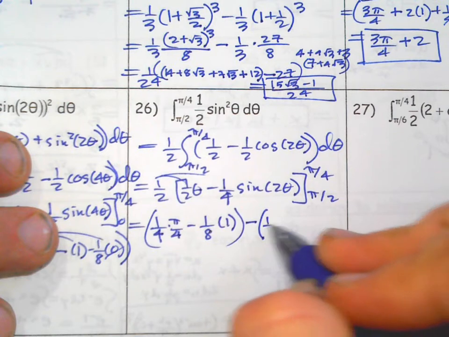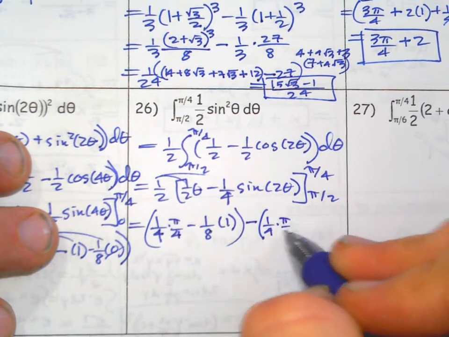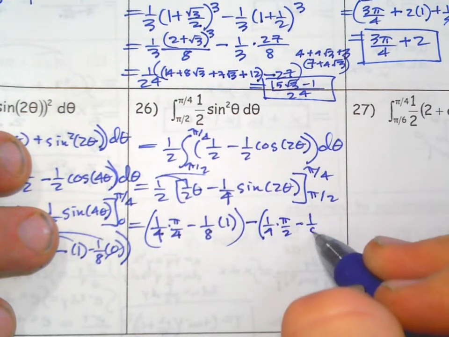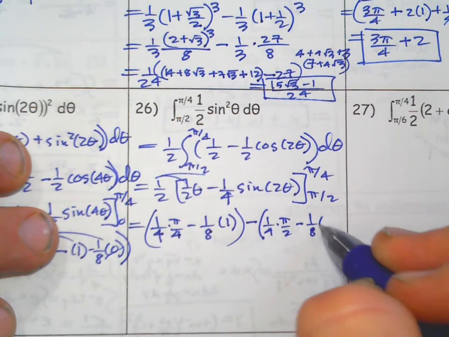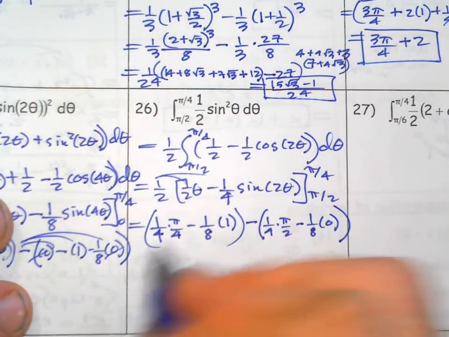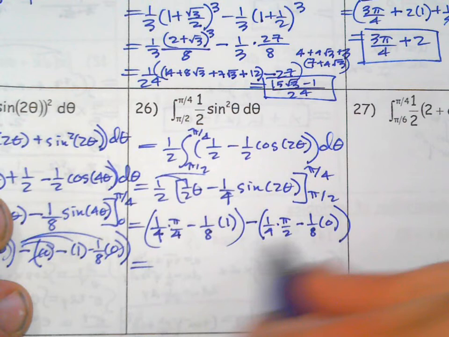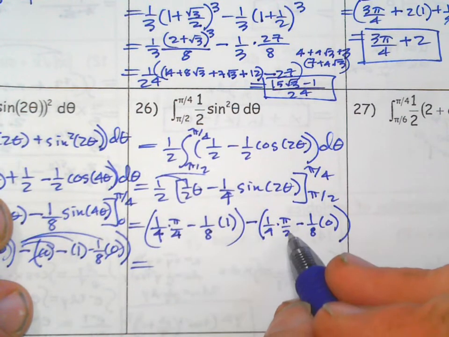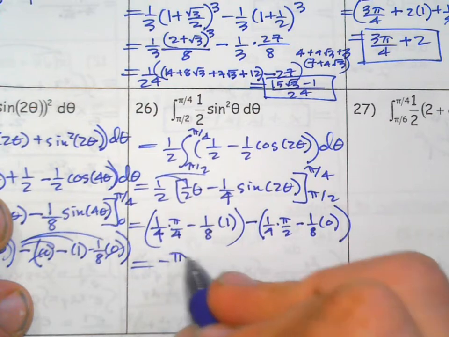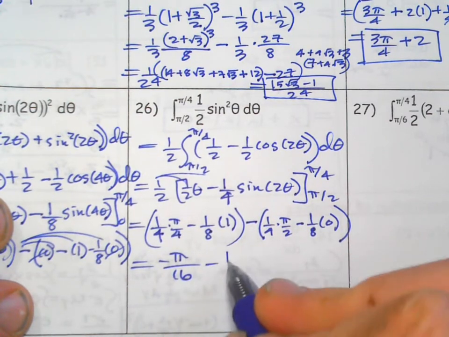Then we do 1/4, plug pi over 2 in. And sine of pi is 0. So we have pi over 16 minus pi over 8, which would be minus 2 pi over 16, negative pi over 16 minus 1/8.